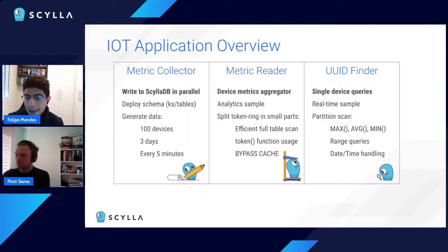All right. The third and last program that we are going to see is more of a simplistic one, but can be seen as a real-time example for reading data. In that program, as opposed to the previous one, which is basically an analytics one, we know which IoT device we want to query from. By using range queries, we are going to use the max, average, and minimum SQL functions in order to retrieve statistics for a specific single device over a given period of time.